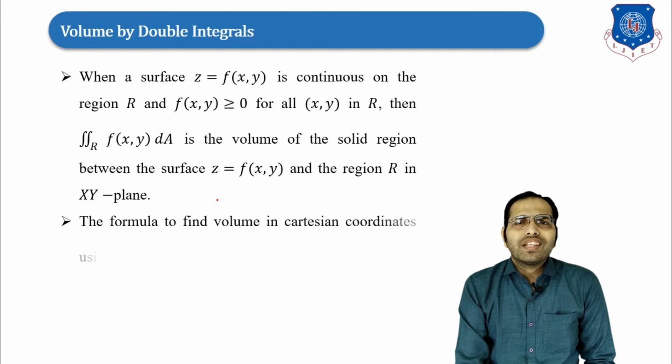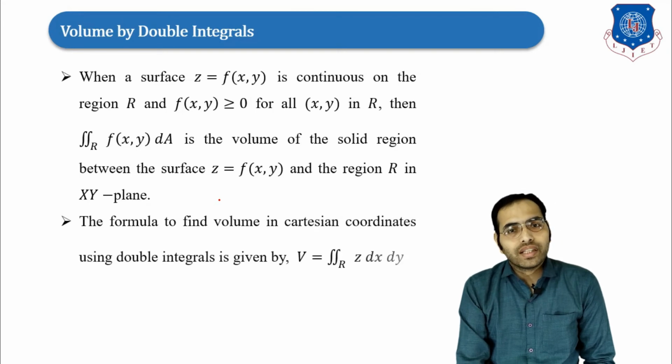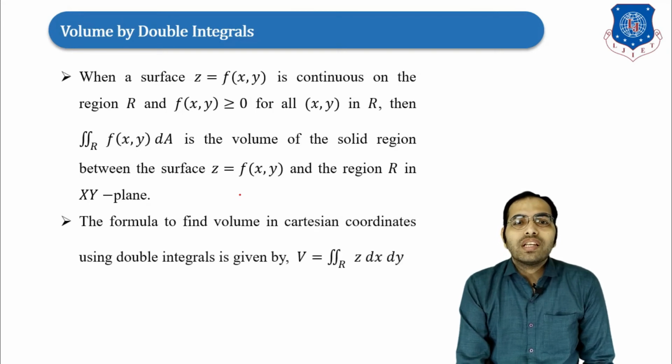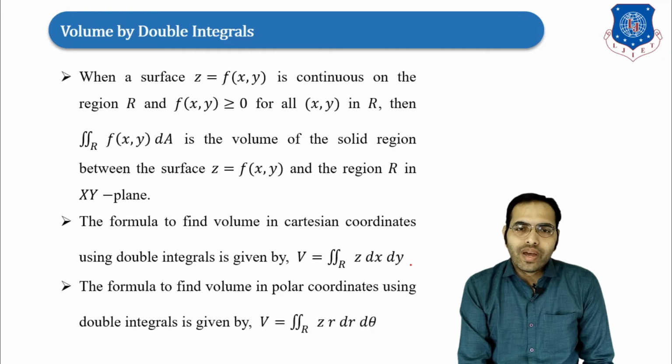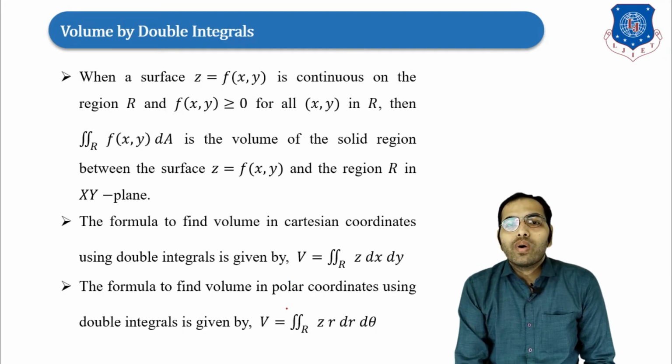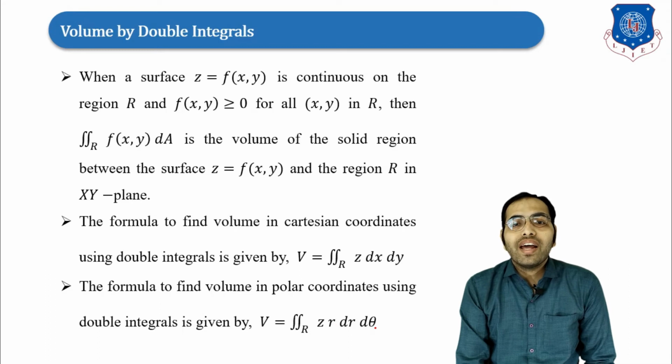Here the formula for finding the volume in the Cartesian coordinate system using the double integral is given by capital V equal to double integral over the region z dx dy. Similarly, for the polar coordinate system, the formula to find the volume in polar coordinates using double integral is given by capital V equal to double integral over the region z into r dr d theta.